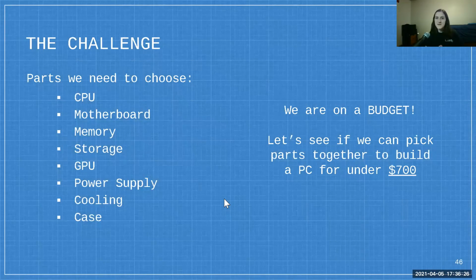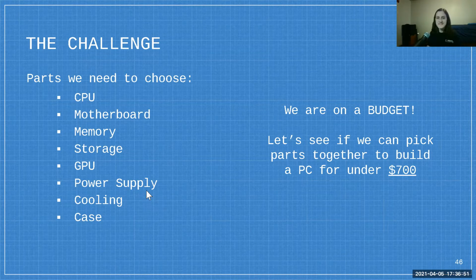All right, so I have a challenge for you all because this is a student organization. We're on a budget. So let's see if we can pick all of these parts for a budget of $700. And you might be thinking that maybe that's not a lot, but we'll see how far we can stretch it and what kind of a system we can come up with.